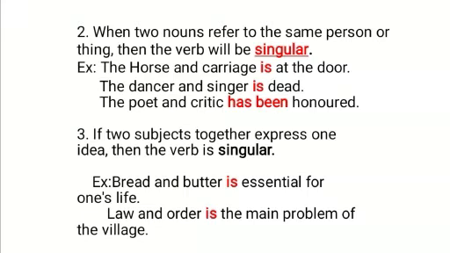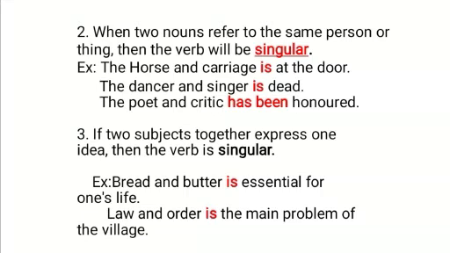So first, the dancer and singer is dead. Here the dancer is itself a singer. A person being referred to here is a dancer as well as a singer who is dead. The poet and critic. Here the poet, he himself is a critic who has been honored. The horse and carriage, it is referring to one thing, not two different things. So we are using a singular verb.